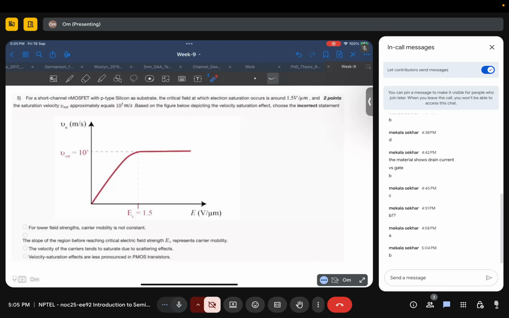Options are: for lower field strength, carrier mobility is not constant. The slope of the region before reaching critical electric field strength EC represents carrier mobility. The velocity of the carrier tends to saturate due to scattering effects. Velocity saturation effects are less pronounced in PMOS.